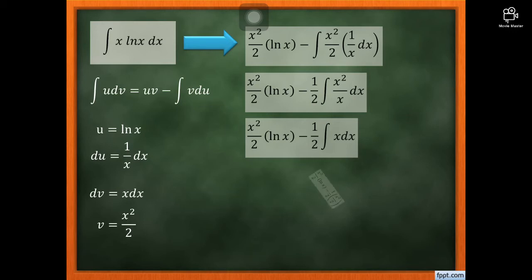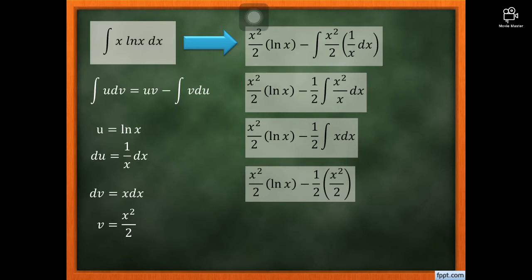So by the use of power rule, we now have x raised to 2 over 2 ln x minus 1 half times x raised to 2 over 2, in which we can multiply the denominator 2 times 2. That gives us this equation that x raised to 2 over 2 ln x minus x raised to 2 over 4. So we are done with the integration of x ln x dx. We can now proceed to the next part.